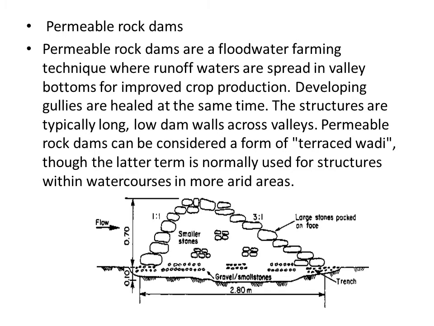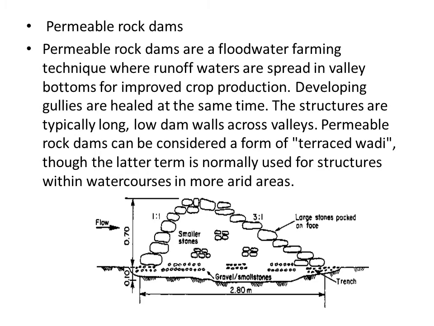The similar structures, which are called terrace bunds, are used in more semi-arid areas, more arid areas, and they are constructed within the water courses. But here the permeable rocks are constructed along the valley line with a height of about 2.5 feet to store the water or to spread the water for production of the crops. You can see the structure here.